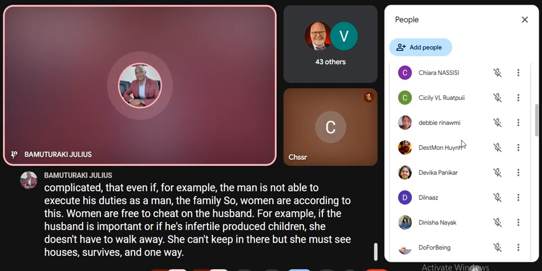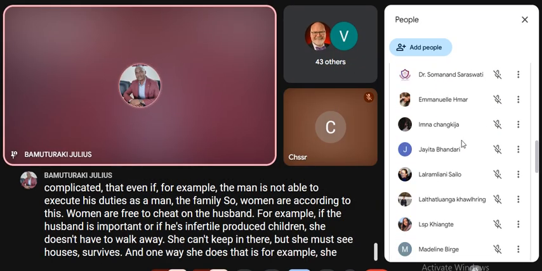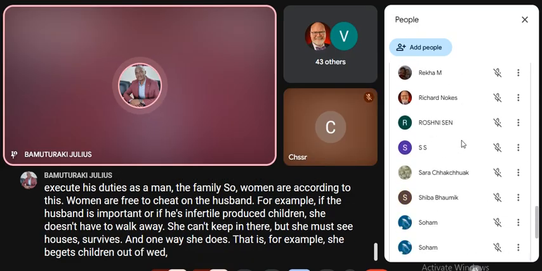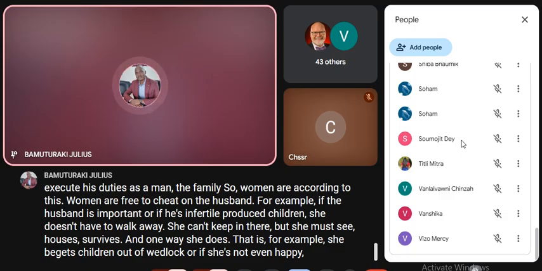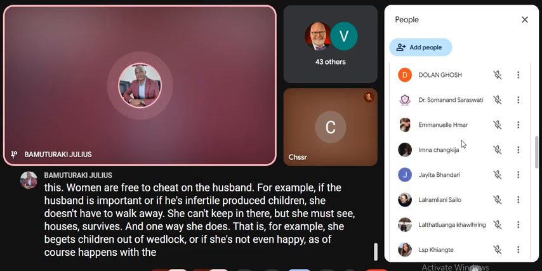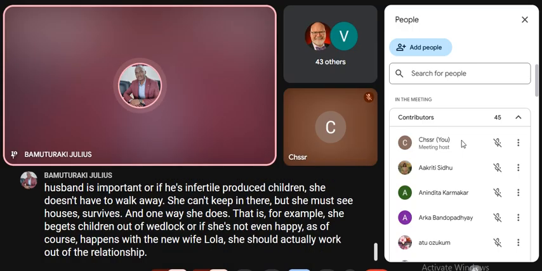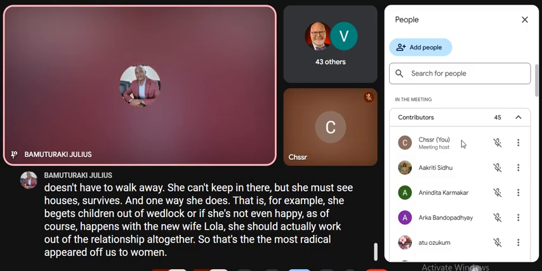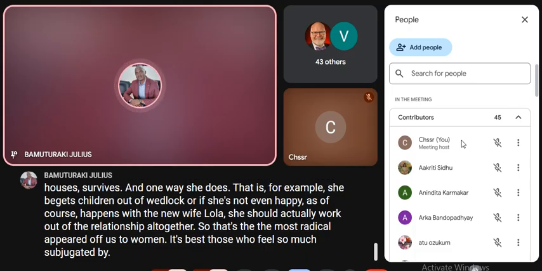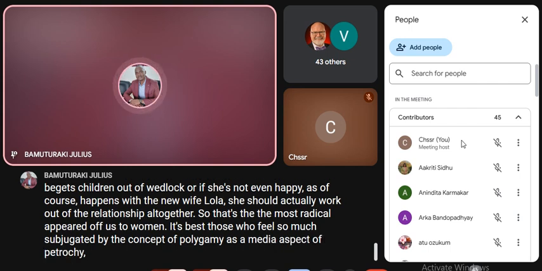And one way she does that is if, for example, she begets children out of wedlock, or if she's not even happy, as happens with the new wife, Bolanle, she should actually walk out of the relationship altogether. So that's the most radical appeal it offers to women, especially those who feel so much subjugated by the concept of polygamy as a major aspect of patriarchy in Africa. So that's what the novel is.